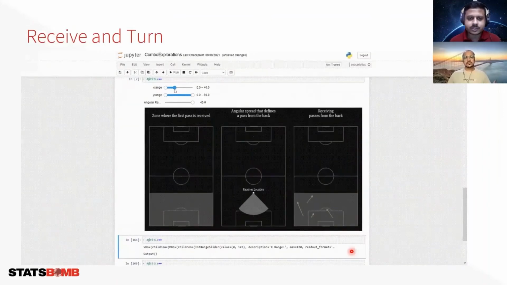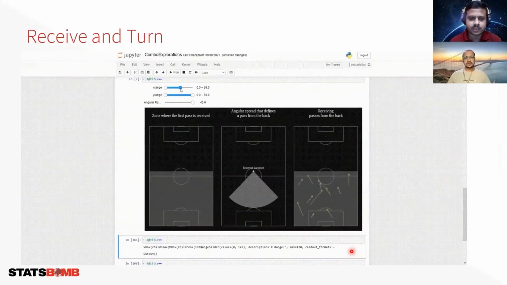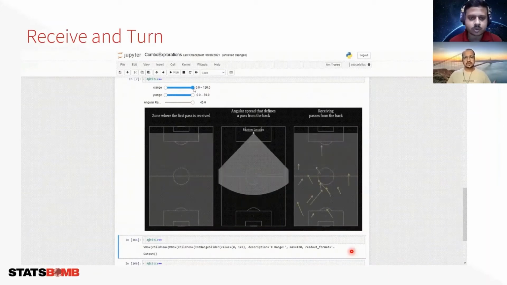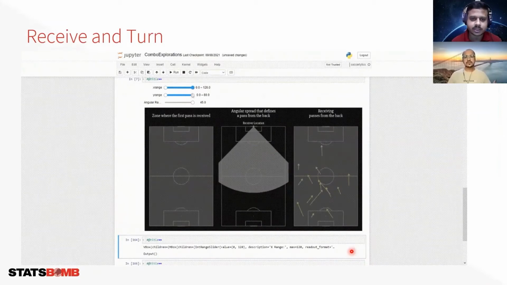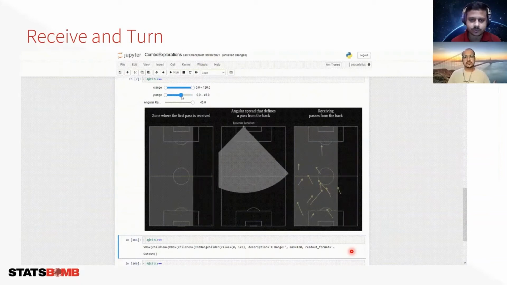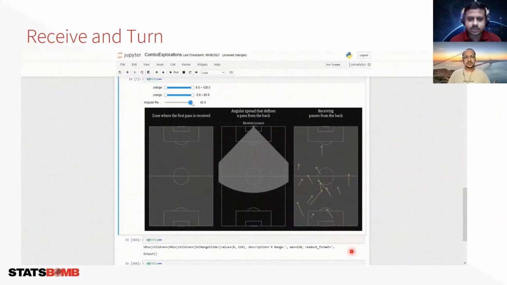But of course, we don't have to restrict ourselves to that particular zone. We can change the zone to the entire pitch if we want to. We can reduce the y-axis, we can reduce the x-axis, and then we can also change the angular zone. All of that is being shown in this small clip. So we can make our actions more restrictive in whichever sense we want.